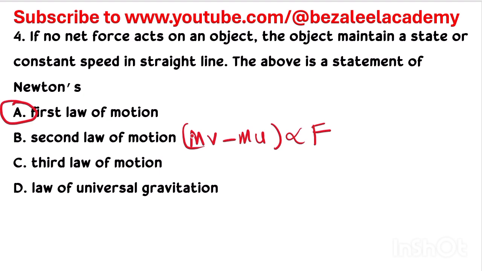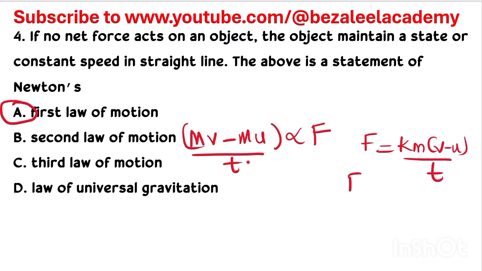So we can now say that (mv minus mu) over t, the time rate of change of momentum, is directly proportional to the impressed force that causes the change. So mathematically, we can say F equals K (mv minus mu) over t, and this is why we have F equals ma when our K is 1. I'm very sure by now you can remember Newton's second law of motion.